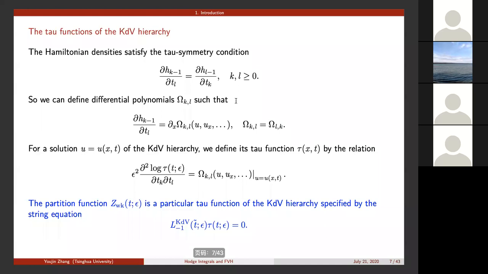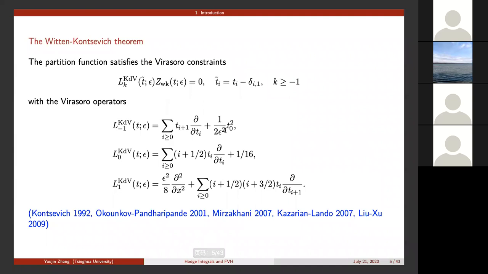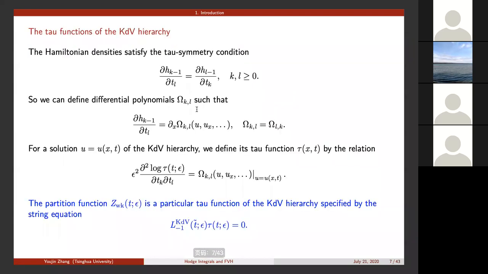So Witten's conjecture, and now Witten-Kontsevich theorem, says that the partition function of two-dimensional topological gravity is a particular tau function of the KdV hierarchy, which is specified by the string equation. We have many tau functions of the KdV hierarchy; each solution of the KdV hierarchy gives a tau function. If we require the additional condition that this tau function satisfies the string equation, given by the first equation using k equals minus one, then this tau function is uniquely fixed. So this tau function is selected by the string equation.